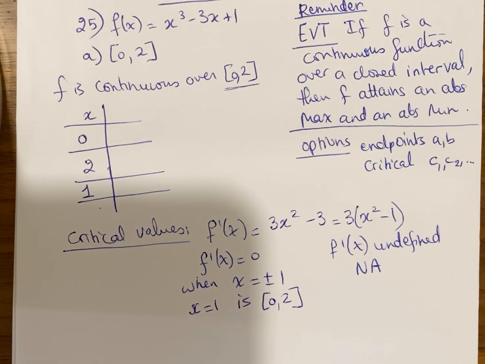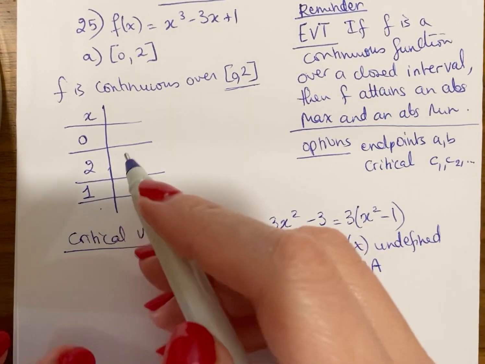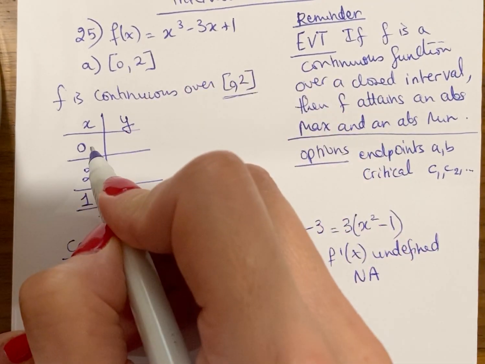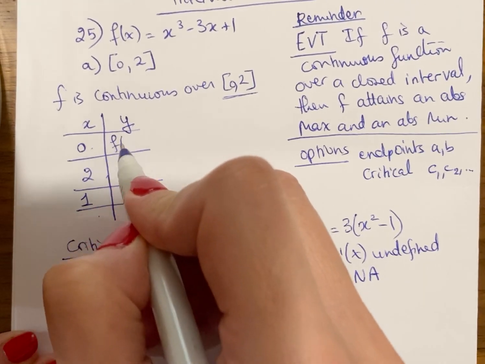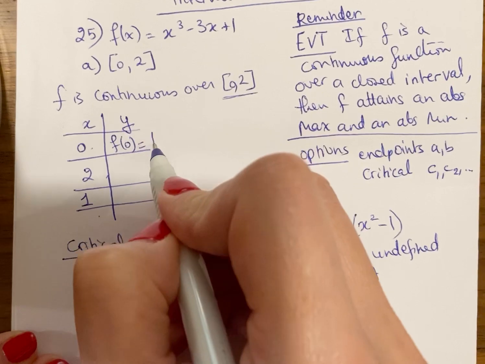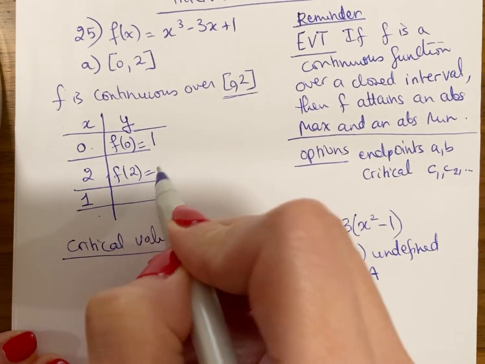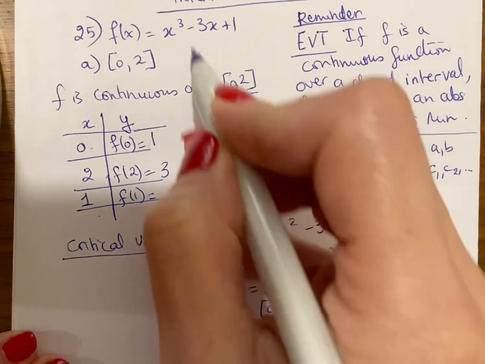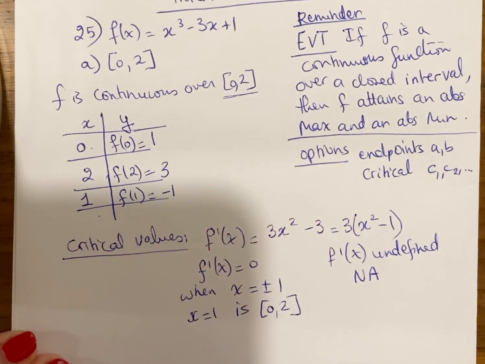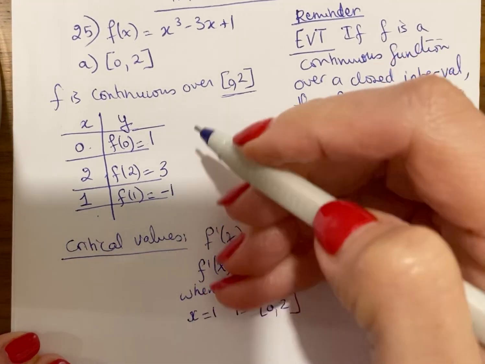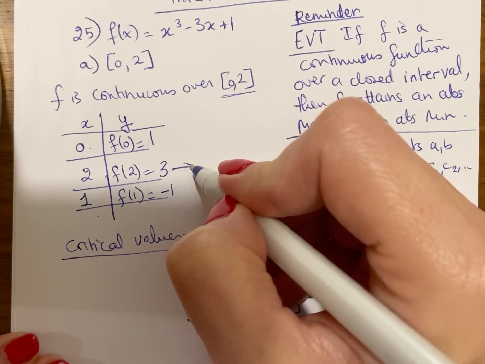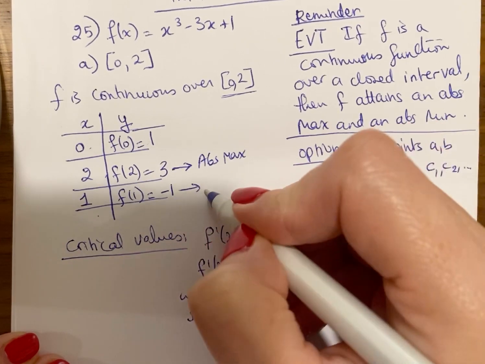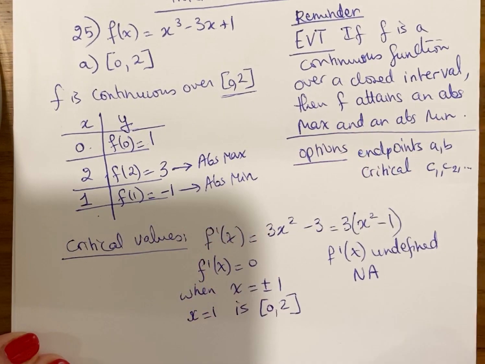Now, how do I know which one is the absolute max and the absolute min? Since I know for sure one of these should be my options, I get the y value by taking f and evaluating it at each one. f at 0 is equal to 0 minus 0 plus 1, which is 1. f at 2 is equal to 8 minus 6 plus 1, which is 3. And f at 1 is equal to 1 minus 3 plus 1, which is minus 1. Between those three values, 3 is the highest, so this is our absolute maximum, and minus 1 is the lowest, so we call it our absolute minimum.